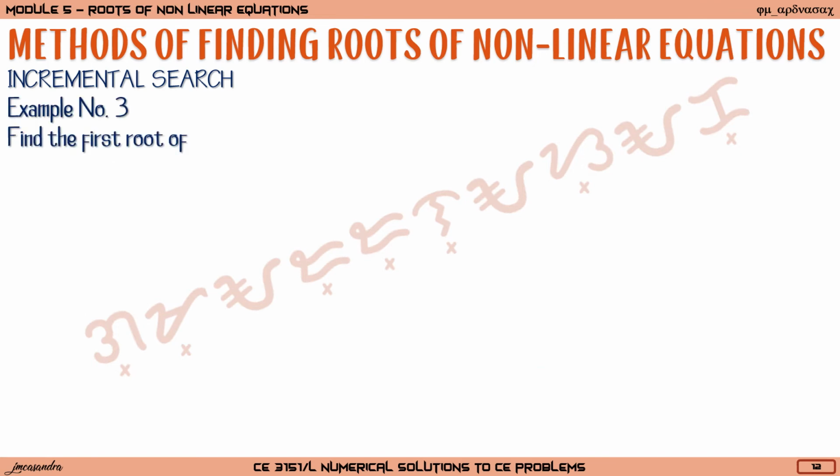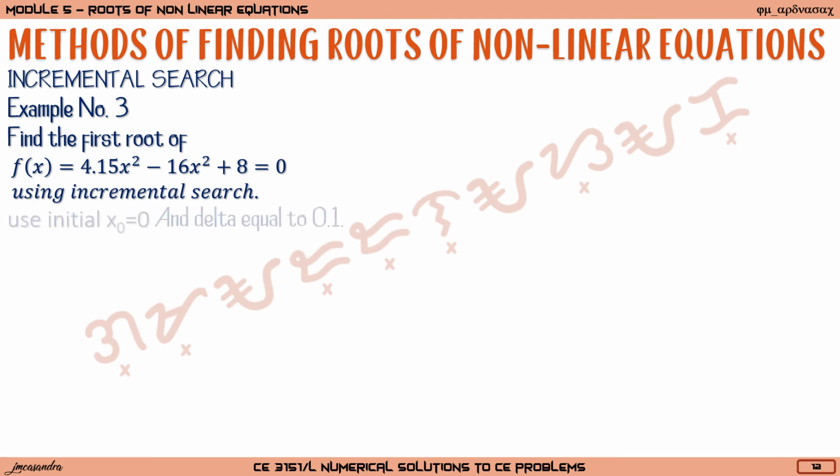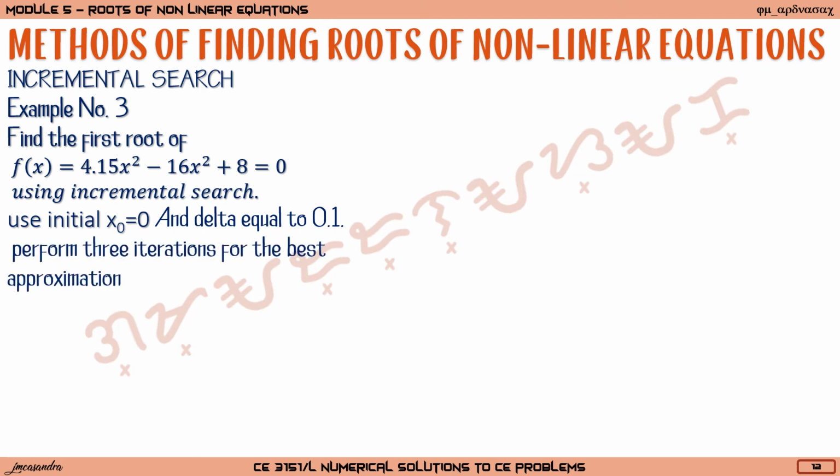So next example, determine the first root of the equation 4.15x squared minus 16x plus 8 equal to 0, using now incremental search, use an initial x sub 0 equal to 0 and a delta equal to 0.1. So we have to perform 3 iterations for this for the best approximation. So kung hindi binigay kung ilang iterations, you can do as many as you want in order to have more iterations, more accurate answer. Okay?